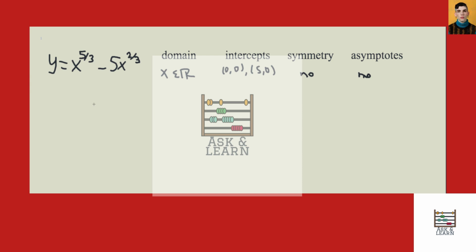Next, for increasing and decreasing values, we find y prime. That's (5/3)x^(2/3) - (10/3)x^(-1/3). So y prime, if we factor this out, is (5/3)x^(-1/3)(x - 2). So we see, if we set our first derivative to 0, that x is 0 or 2, so our critical points are 0 and 2.